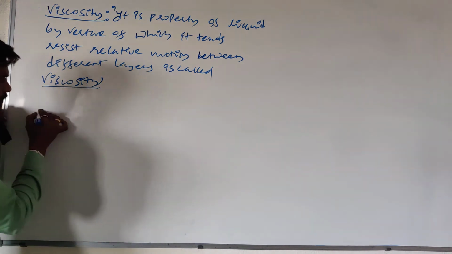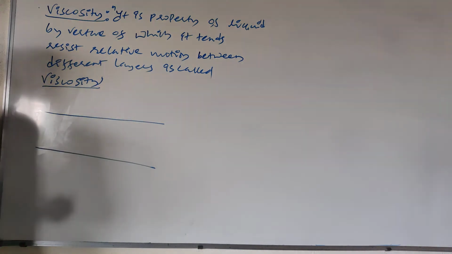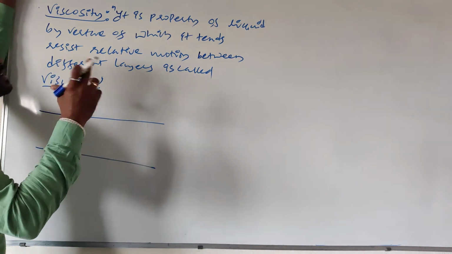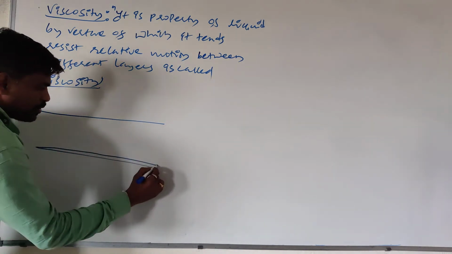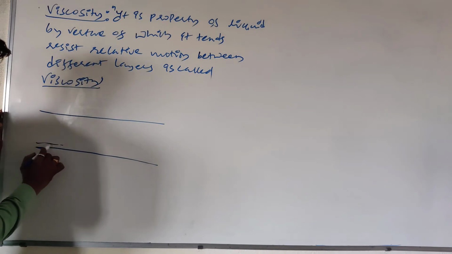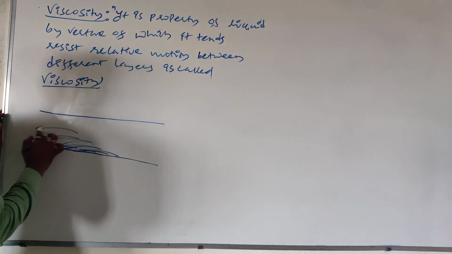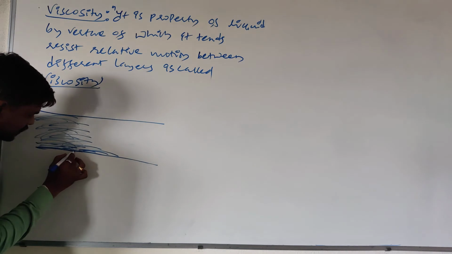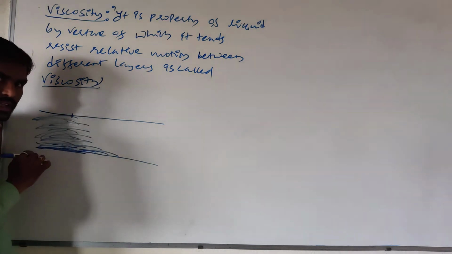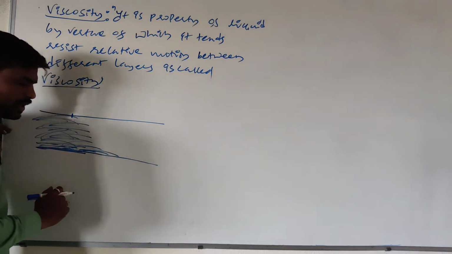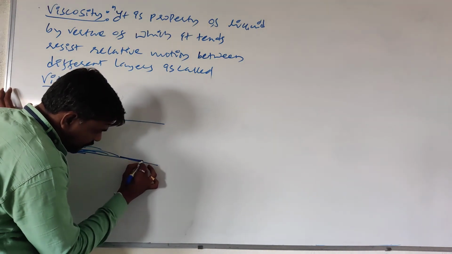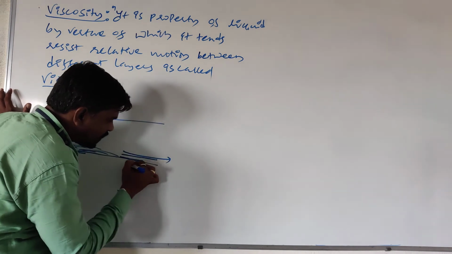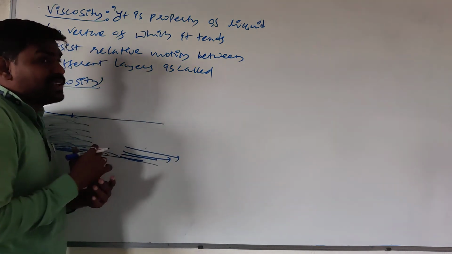See here what happens. It is a property of a liquid by virtue of which it tends to resist the relative motion. Suppose here the water is flowing like this, right? The water is flowing from this surface to this surface. Now look, near this, what is ahead of it is going, and the one above goes faster, so the velocity is higher.